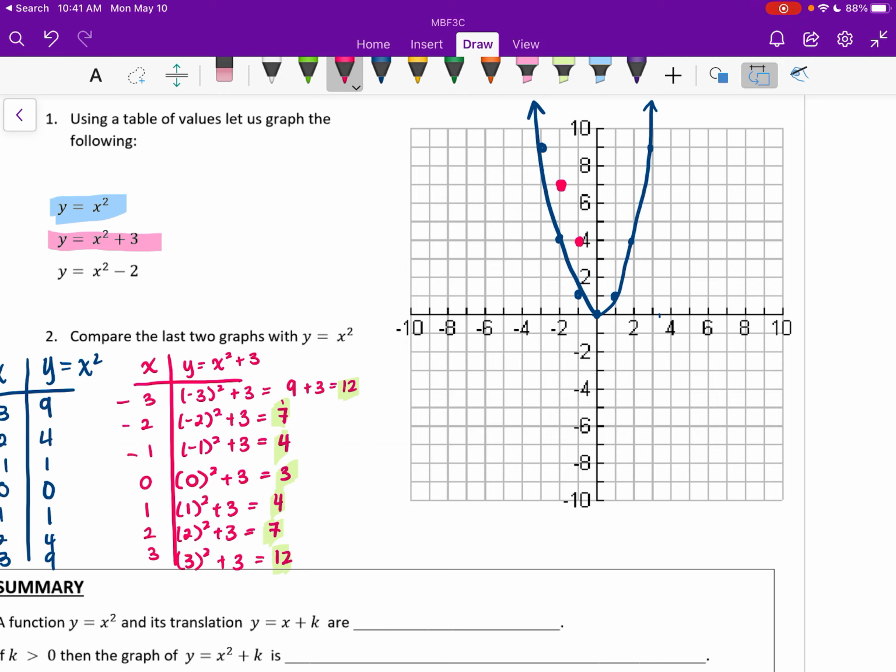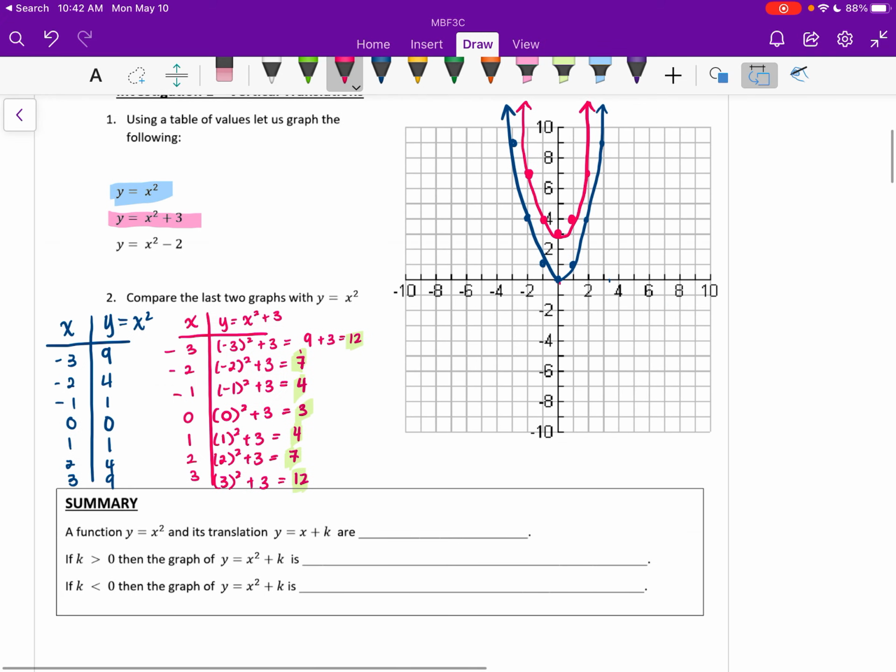And then we have 0 and 3, so 0 goes up to 3, right? And then we have 1 and 4, 2 goes up to 7 again, right? And so it'll look like this. Everything's kind of just shifted up by 3.